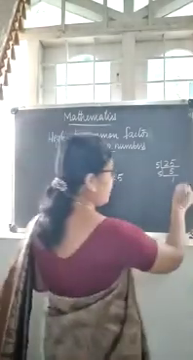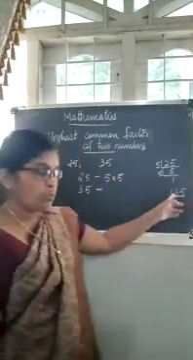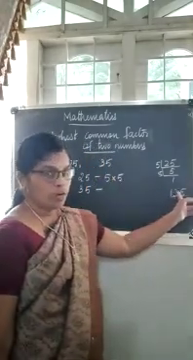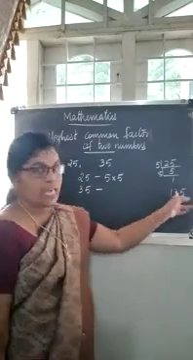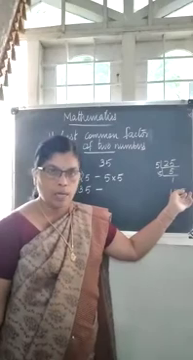35, how will you factorize? We cannot divide it by 2 because the ones place is 5. Can you divide by 3? 3 plus 5 is 8. 8 is not a multiple of 3. So we cannot divide it by 3 also.